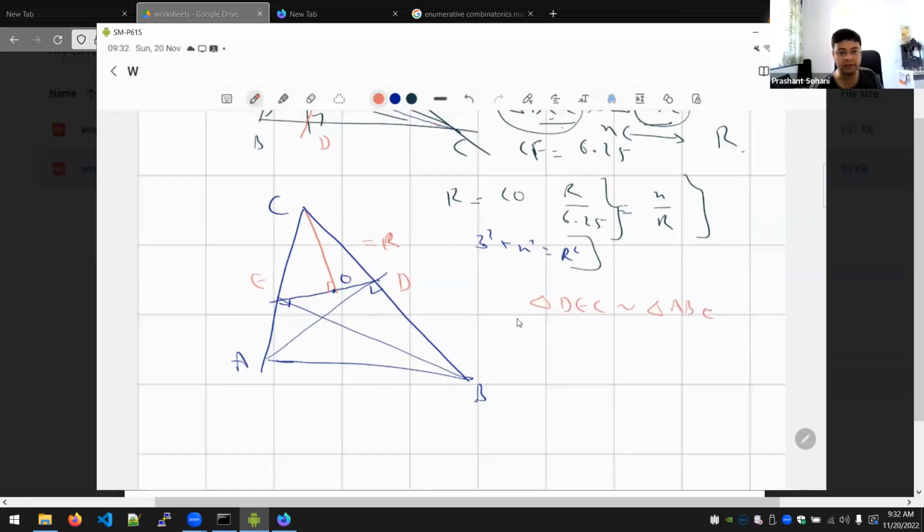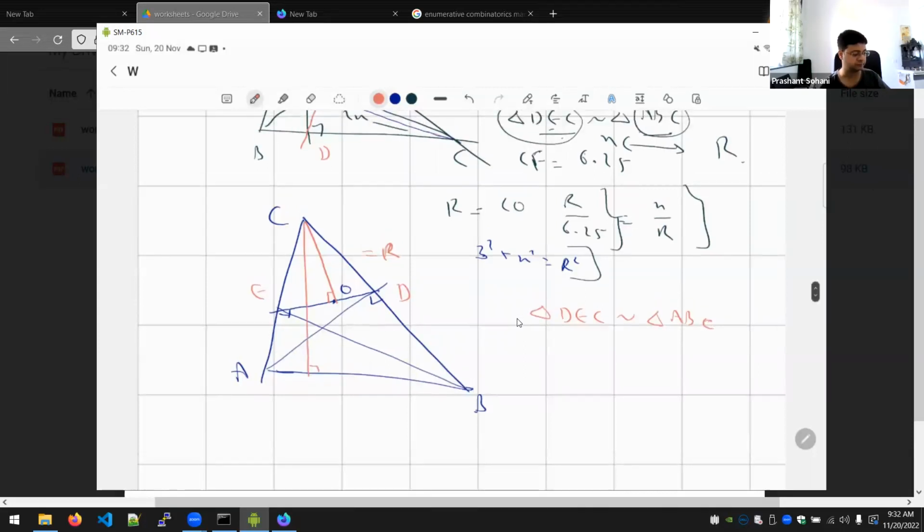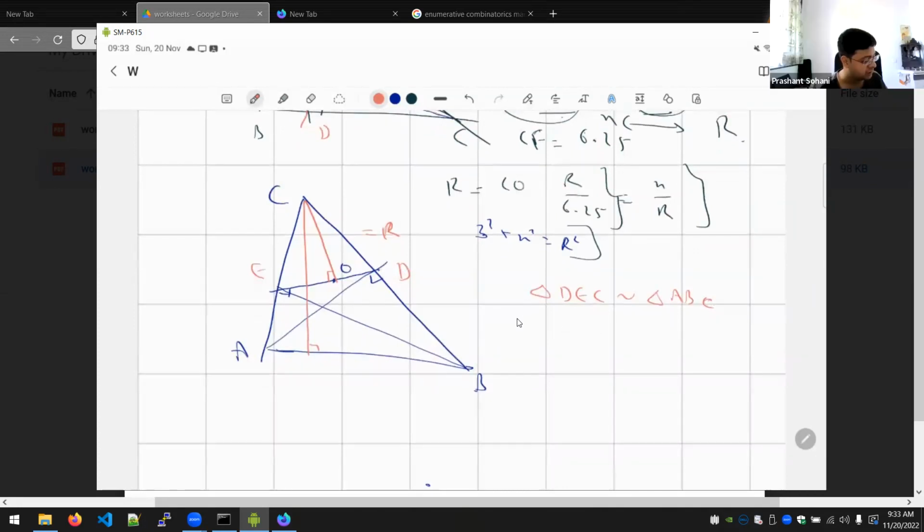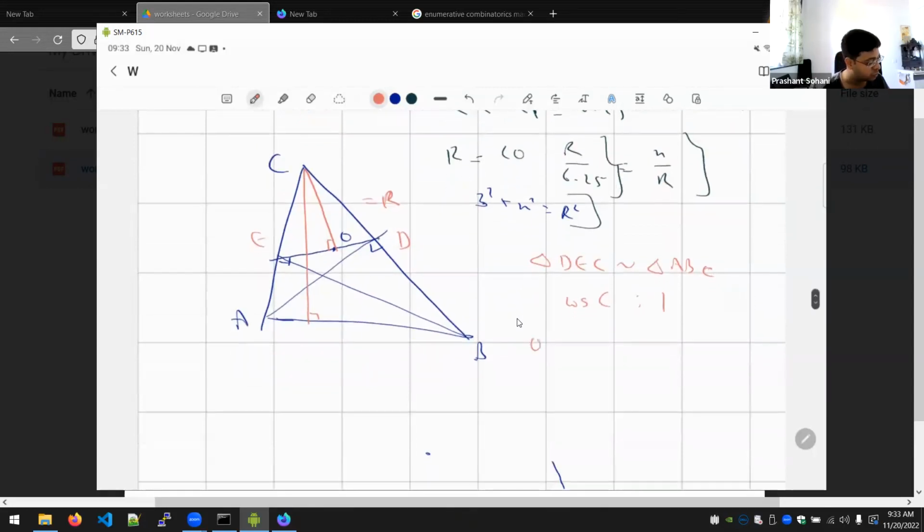But what is the ratio of similarity, if you know? So the ratio is cos C, right? Basically, cos C is to 1. So anything in the original triangle can be multiplied by cos C and you will get the corresponding length in the smaller triangle. Therefore OC is nothing but the original altitude, if I denote it by HC, multiplied by cos C. So this is OC and that is equal to capital R. So we have capital R equal to HC into cos C.